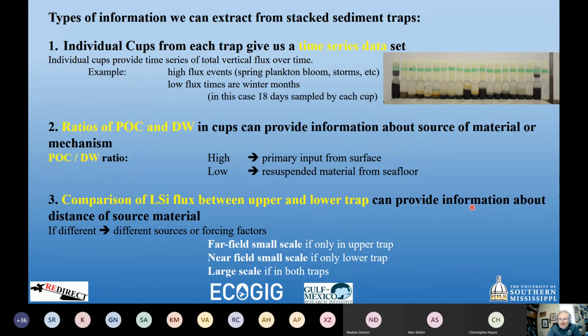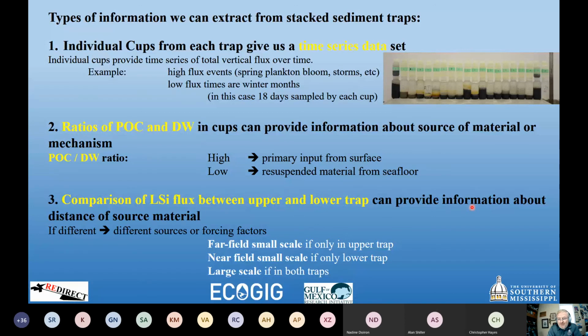We can get information about different source material. If you compare the two traps, and only the upper trap gets material but not the bottom one, we have input at 90 meters above the seafloor of material which is being advected into the area and settles out slowly enough that it does not reach both traps. And it's a very short event. So it's a small-scale event, like a little material being brought up and drifted to the side, and then it settles out, but not fast enough to reach the bottom trap.